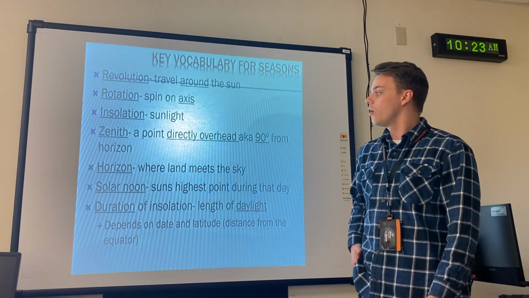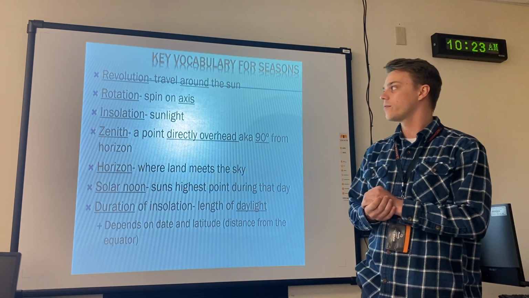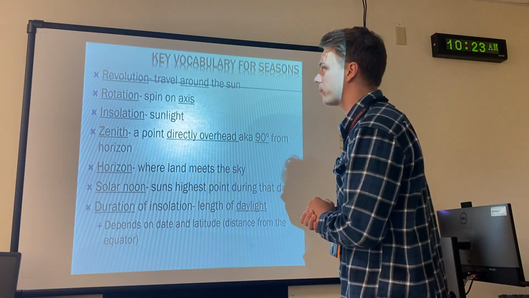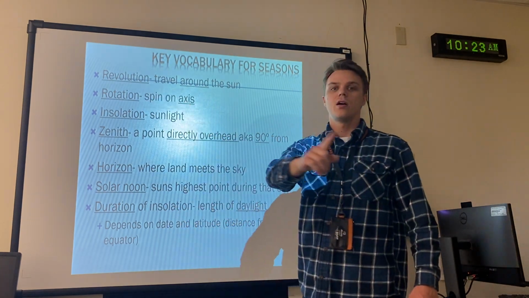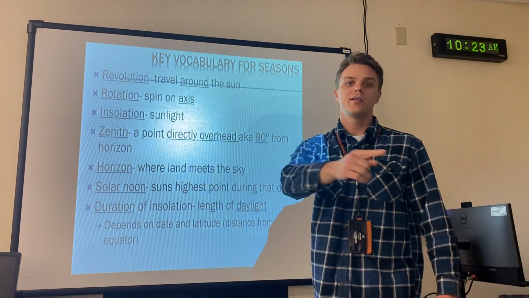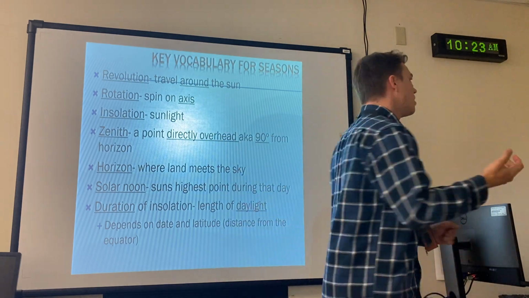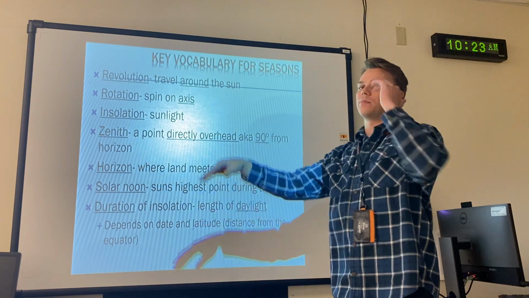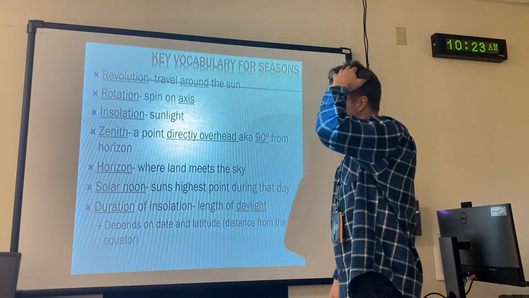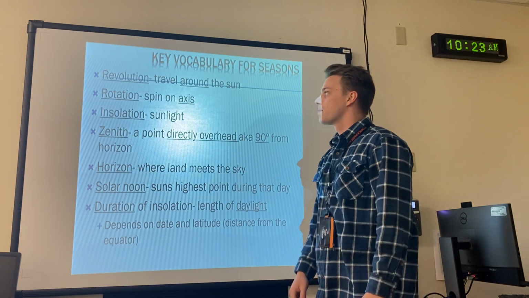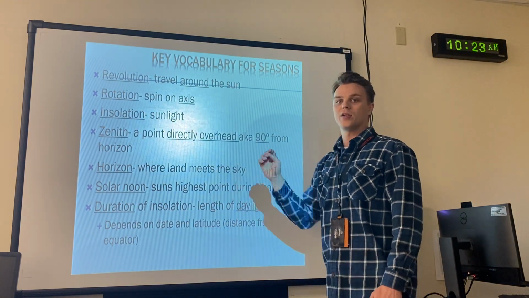And finally, we're going to go over these terms, and you're going to be quizzed on them. These are terms that you should be familiar with, at least the first three. Revolution is to go around the sun, or to orbit the sun. That is a revolution. A rotation is to spin on an axis. A ball, like a basketball, rotates when you shoot it in the hoop. That is a rotation. So revolution is to go around an object. Rotation is for an object to spin.